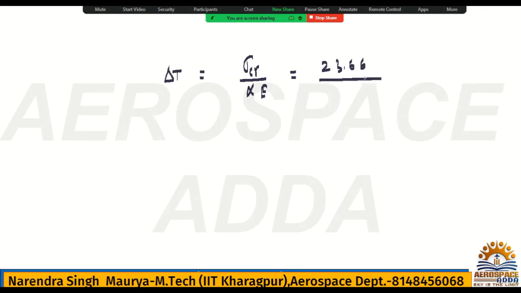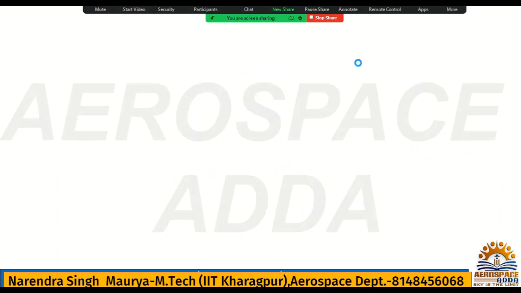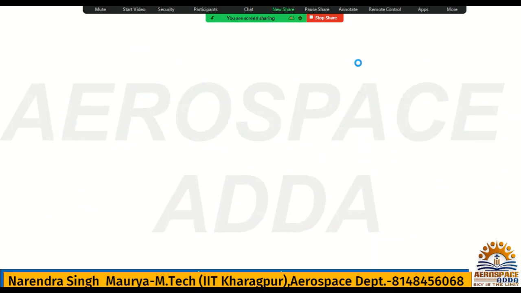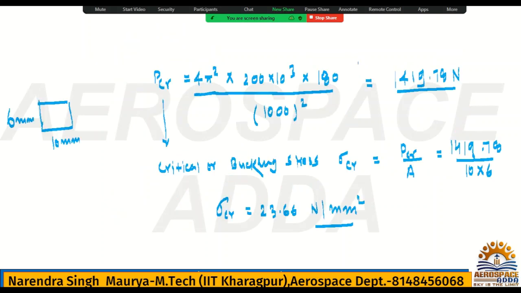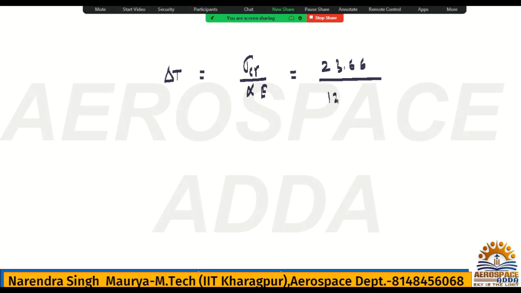23.66 divided by alpha. Alpha is the coefficient of thermal expansion. Actually its value is 12 into 10 to the power minus 6 per degree Celsius, into Young modulus. They have given 200 gigapascal, convert into Newton per mm square, so 200 into 10 to the power 3. Now we will solve this. This value we will get in degree Celsius.